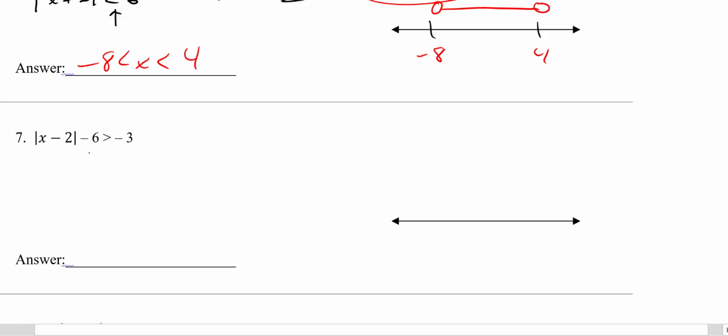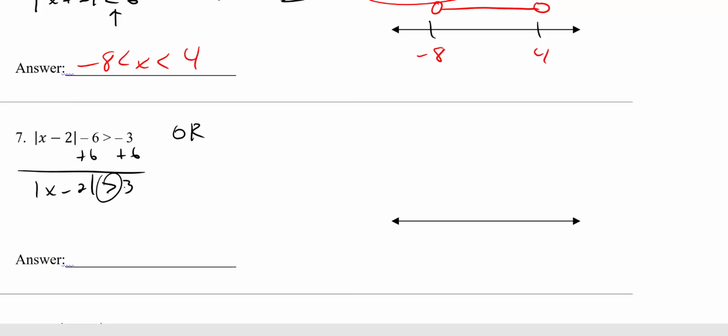Okay, I'm going to add 6 to both sides. So you get absolute value of x minus 2 is greater than 3. It's an or problem. Greater. Okay, so it's always set up this way. There's no deviation from this. Nothing, no change from this. Always set up this way.